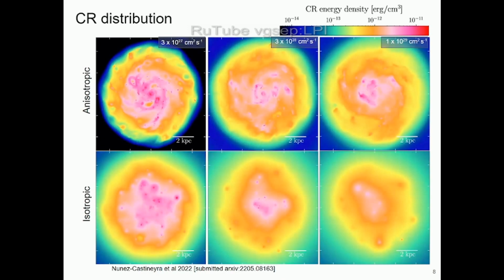You can also look at the cosmic ray distribution, just as an example. When you do anisotropic diffusion, your cosmic ray structure follows the galactic arms a little bit, so you see more or less the structures. As you put in a higher kappa, so higher diffusivity and more efficiently escaping cosmic rays, these structures are washed out. You can also look at the isotropic diffusion, in which you get these little blobs.